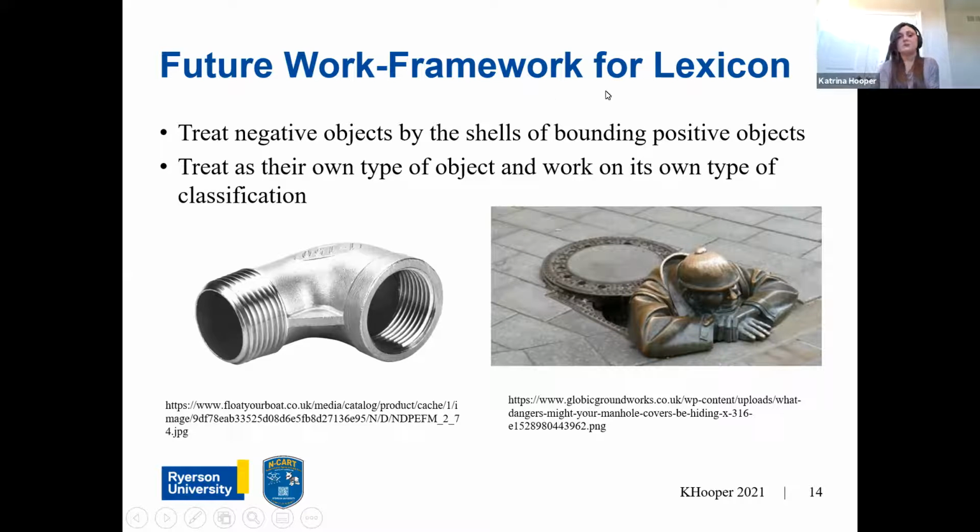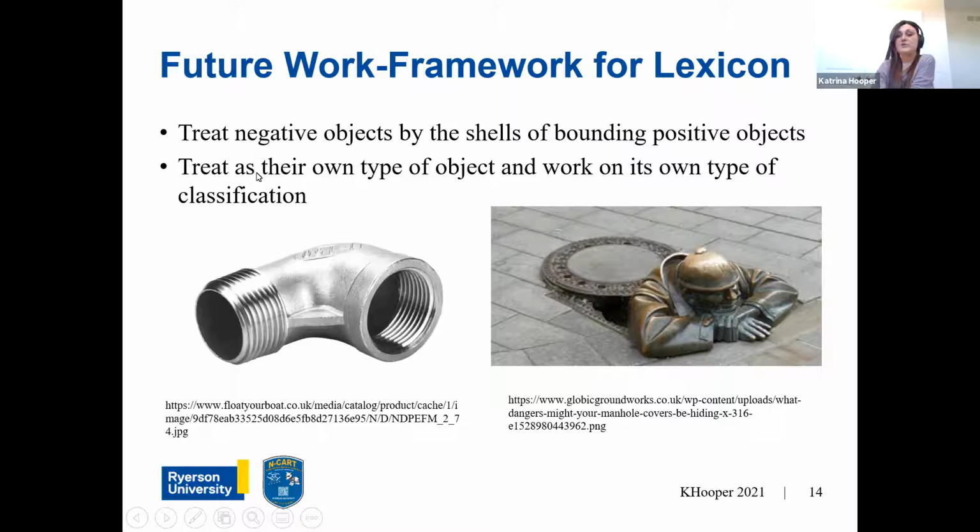My 2 ideas for that would be to treat negative objects based on the shells of their bounding positive objects. So like I mentioned before, we could identify this as a tunnel. But to be more specific, we could call it an elbow tunnel. And that's because its bounding positive object is an elbow pipe, or in the shape of an elbow, similar to how you would bend your arm.